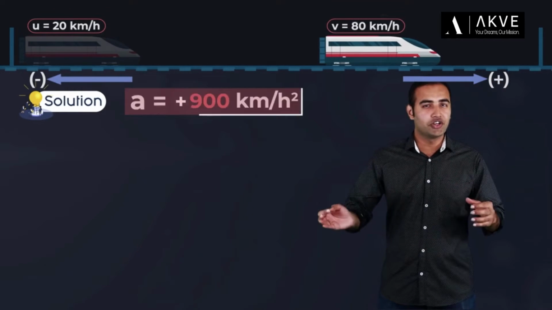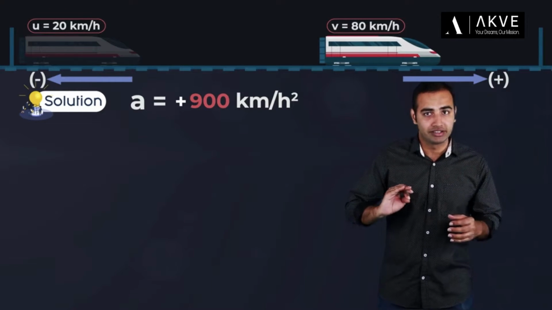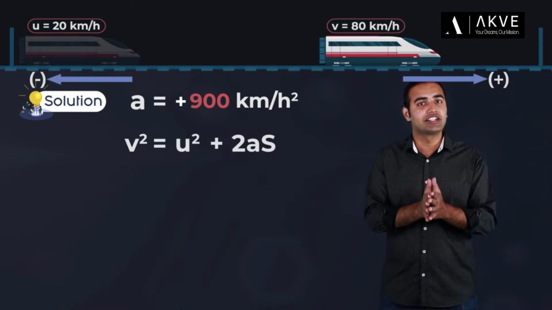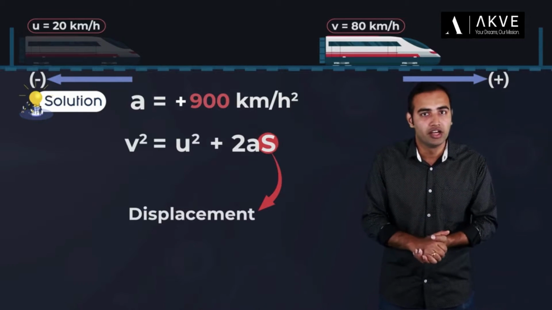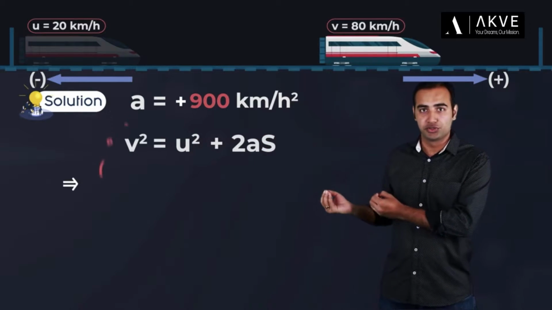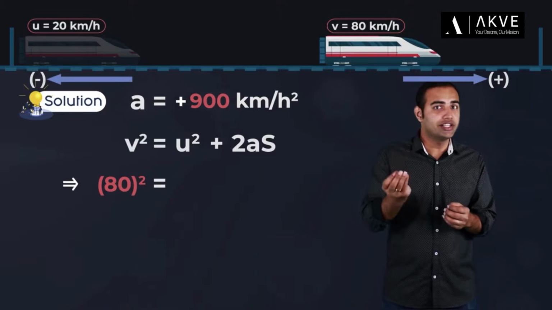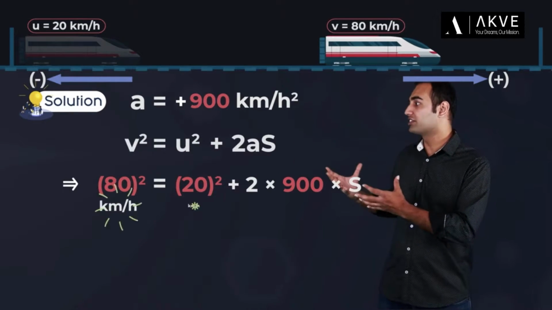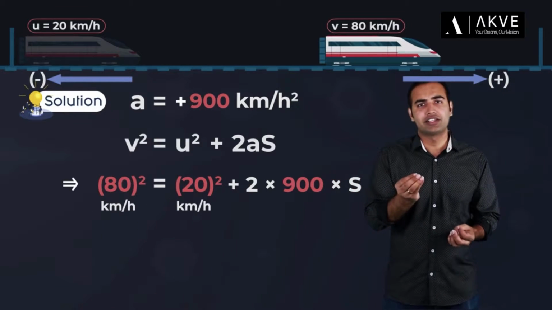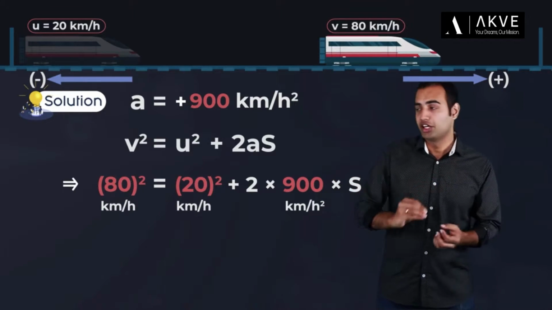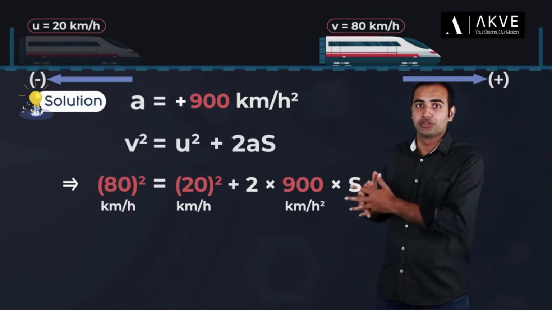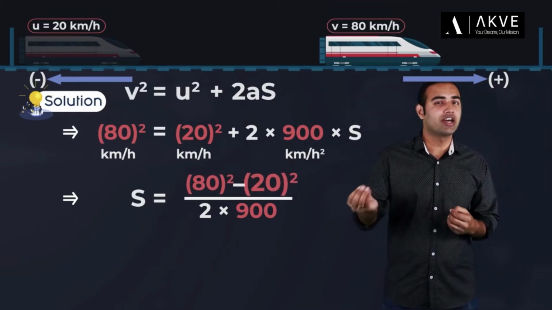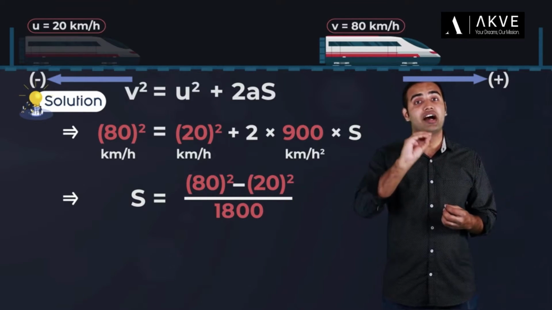Once we have the value of acceleration, we can easily plug it in the third equation of motion, which is v² = u² + 2as, and calculate the value of s, which is displacement. So once we do that, our expression changes to 80² = 20² + 2 × 900 × s. Here our velocities are in kilometers per hour and our acceleration is in kilometers per hour square, so there are no problems with the units. Now we'll quickly start rearranging this. We'll get the value of s as (80² − 20²) divided by 1800.